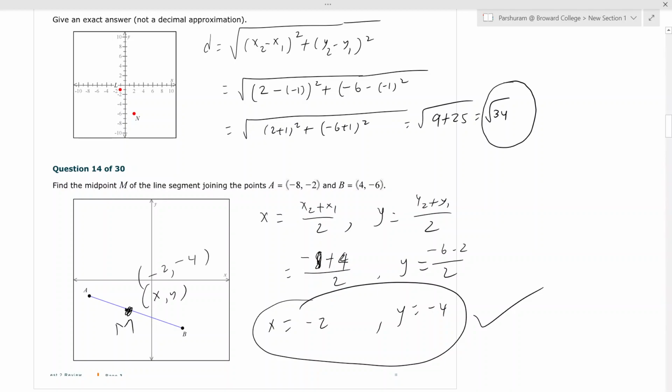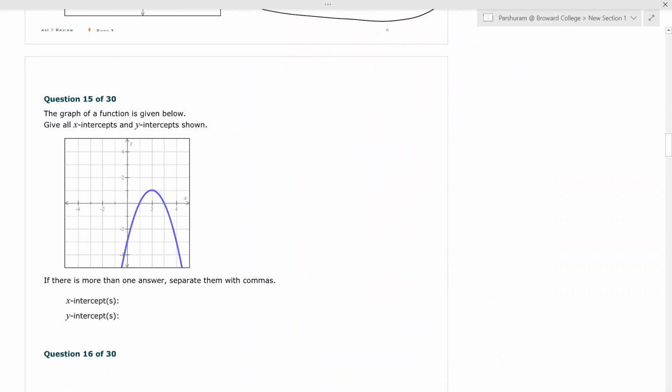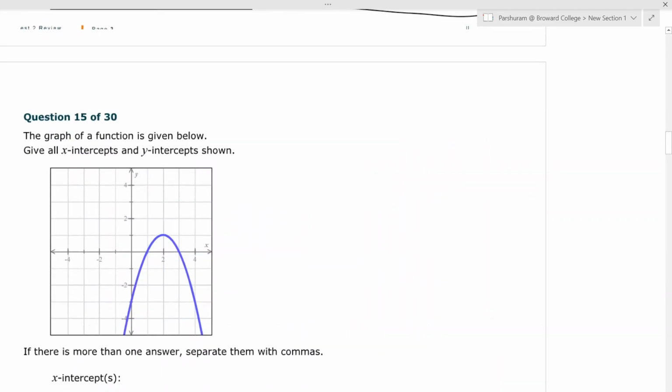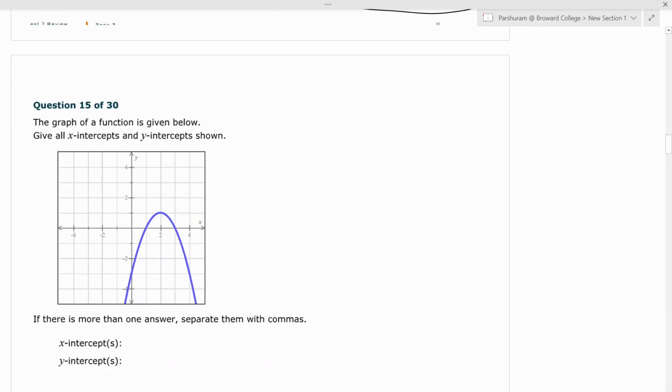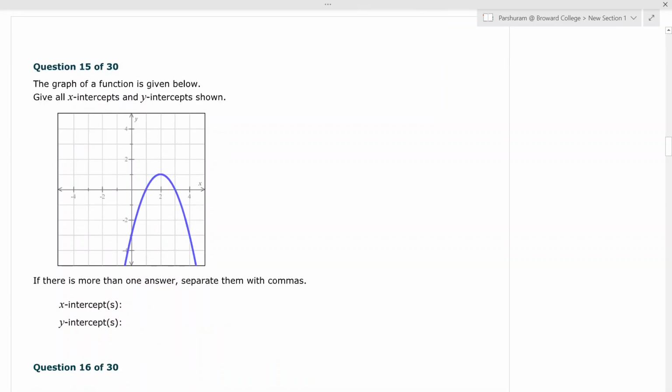Let's go to the next problem. Problem 15. We have given the graph of a function. Give all x-intercepts and y-intercepts. So x-intercept means the point where the graph is intersecting with the x-axis, which in this case is (1, 0) and another one is (3, 0). These are the x-intercepts.